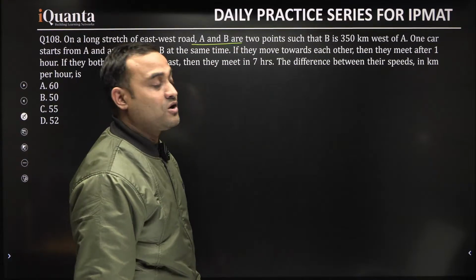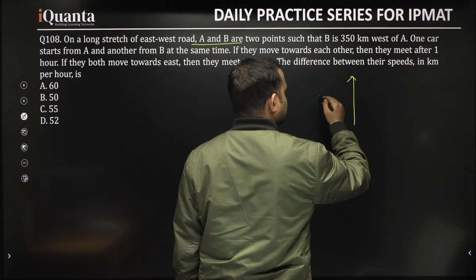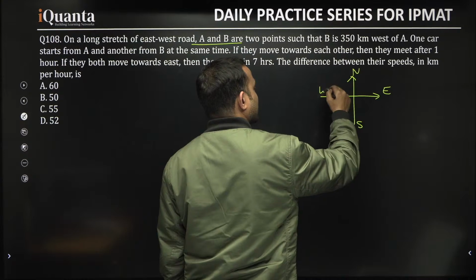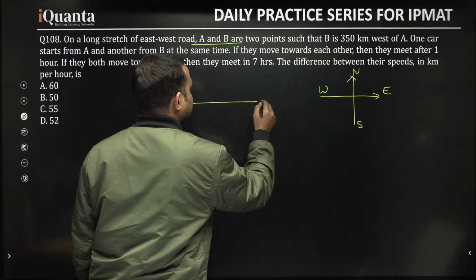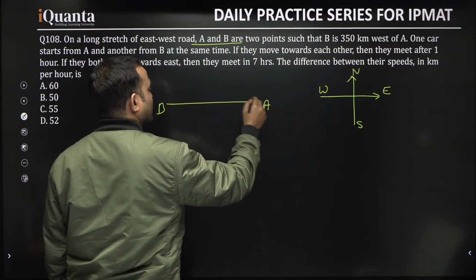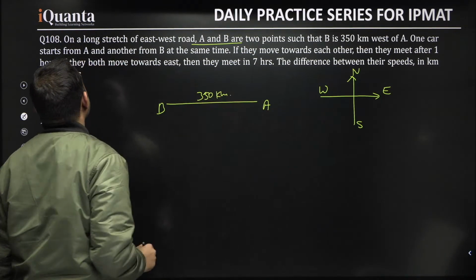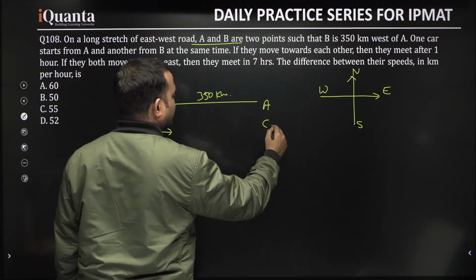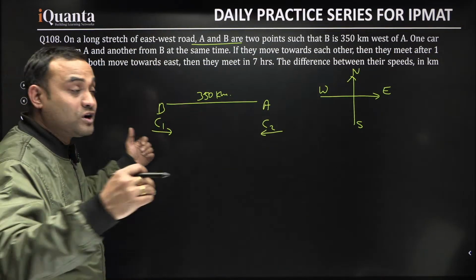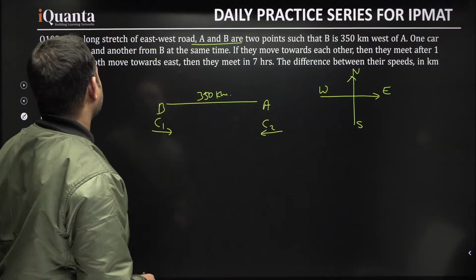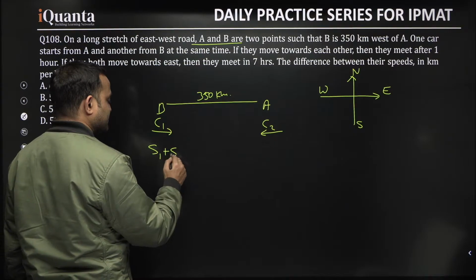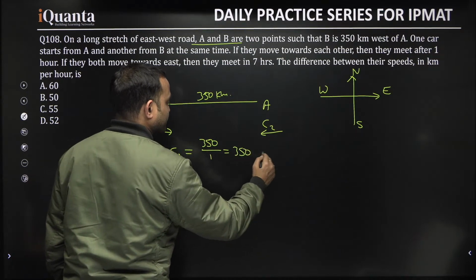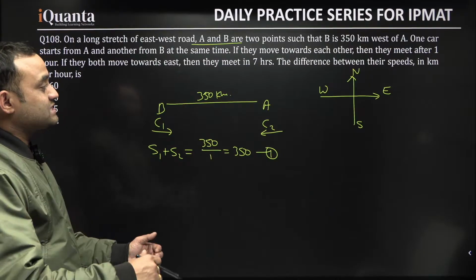350 kilometers west of A. So, some of you are having issues with the directions north, south, east and west. The situation is B is 350 kilometers west of A. One car starts from A and another from B. So let's say car 1 starts from B and car 2 starts from A. If they move towards each other, they meet after 1 hour. What we can say is speed 1 plus speed of the second car, total distance 350 divided by 1, is equal to 350.